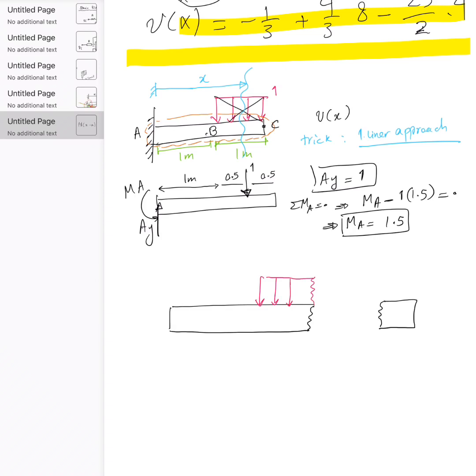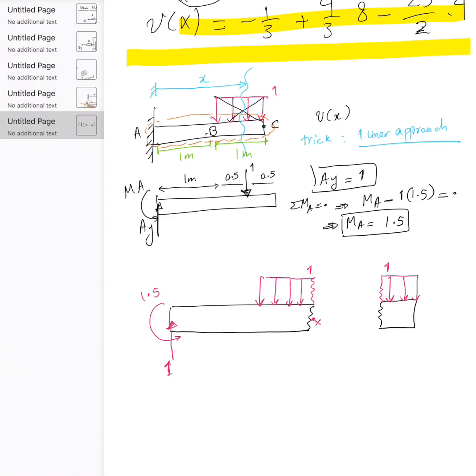So you cut it somewhere in the middle of the distributed load, or some point inside the distributed load. So some part remains on the left and some part remains on the right. And also you're going to get AY, which is basically 1, and MA, which is basically 1.5 on the left, and the magnitude of this is 1.